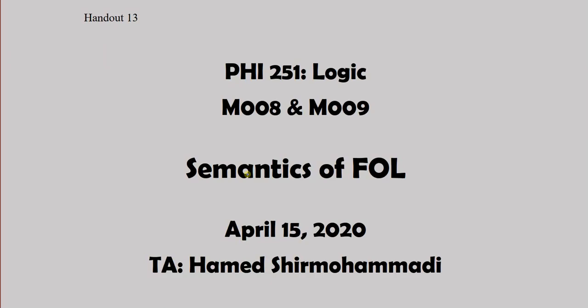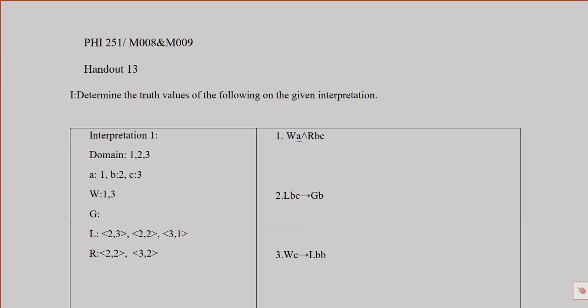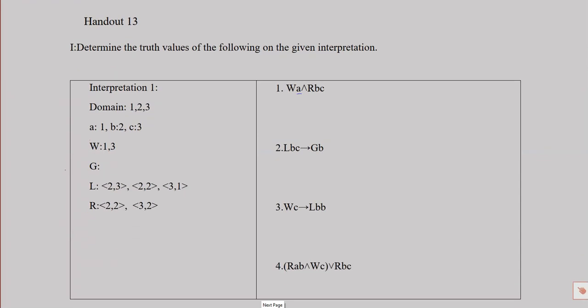Hello everyone. Today we are going to start semantics of first order logic, and we are going to work on handout 13 that involves problems where we determine the truth value of a sentence on a given interpretation. So let's start by talking about interpretations in first order logic. Here we have a bunch of sentences on the right, and we want to determine the truth value of them on this interpretation on the left.